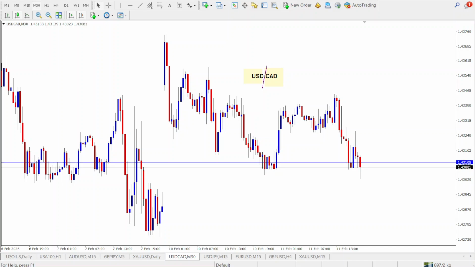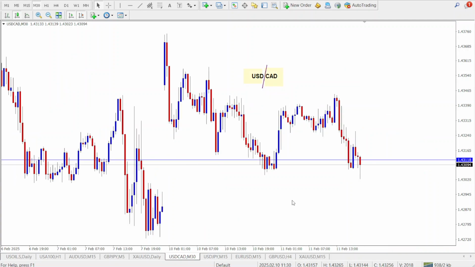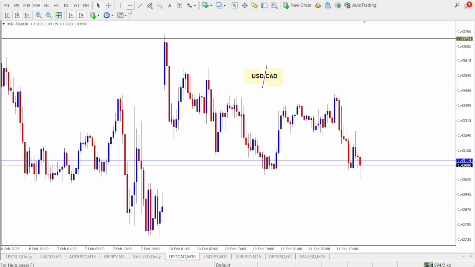Now, let's talk about technical analysis. This is where traders use charts, indicators, and historical price action to predict future movements. Here are the key elements you need to focus on. The first is price action. Price action refers to how a currency pair moves on the chart. Analyzing candlestick patterns, support and resistance levels, and trend lines helps traders understand market sentiment.